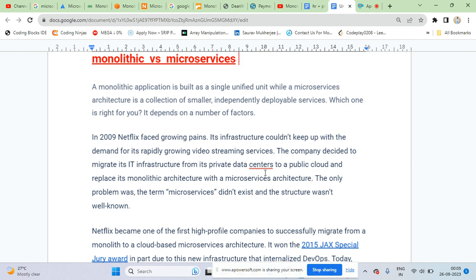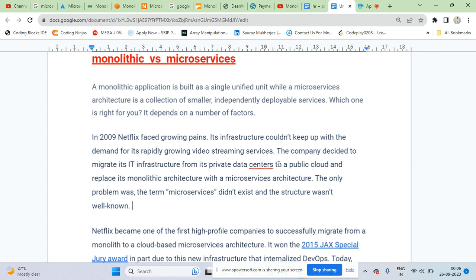So the story began with Netflix in 2009, when it became the first big scale organization to successfully shift its architecture and infrastructure from a monolithic to a microservices one. Okay, so let's read it. Its infrastructure could not keep up with the rapidly growing demand for video streaming services from customers.